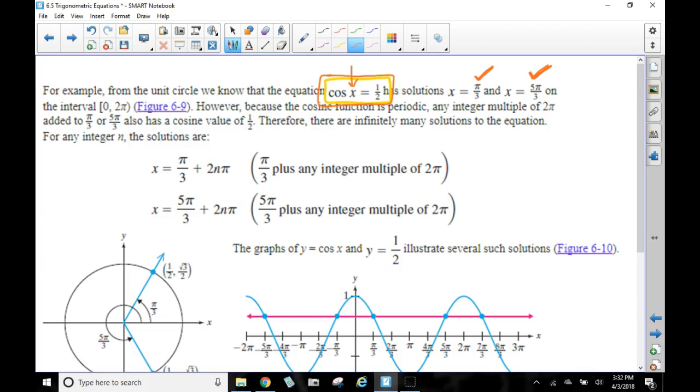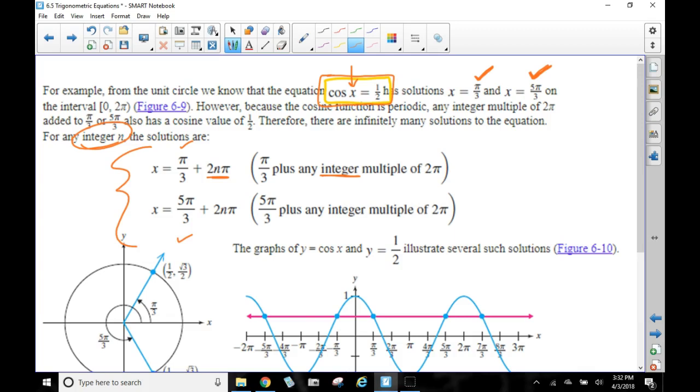Okay? Now, the way that we're going to express this set of all possible solutions of pi over 3 and 5 pi over 3 is we're going to put this term here on the end that says plus 2n pi. What n represents is an integer, okay? It says for an integer n. And so that's going to be complete revolutions, forward and backwards.